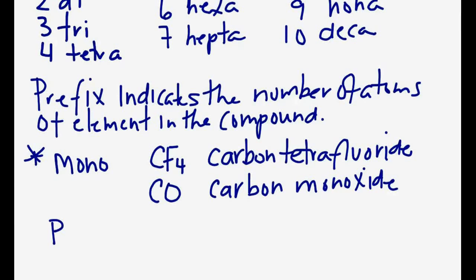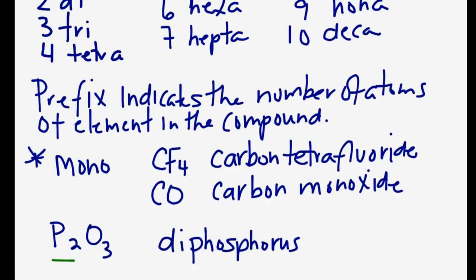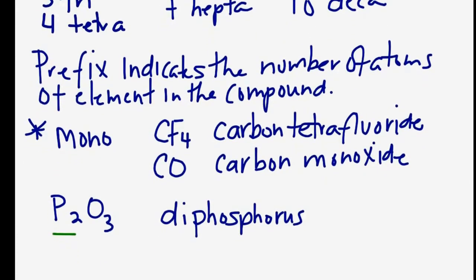So an example here, P2O3. So we have 2 atoms of phosphorus, so this becomes di for 2, phosphorus. The name of the first element does not change, it's straight out of the periodic table. So diphosphorus, the name for the second element will end in IDE. And there's 3 of them, so it's trioxide.